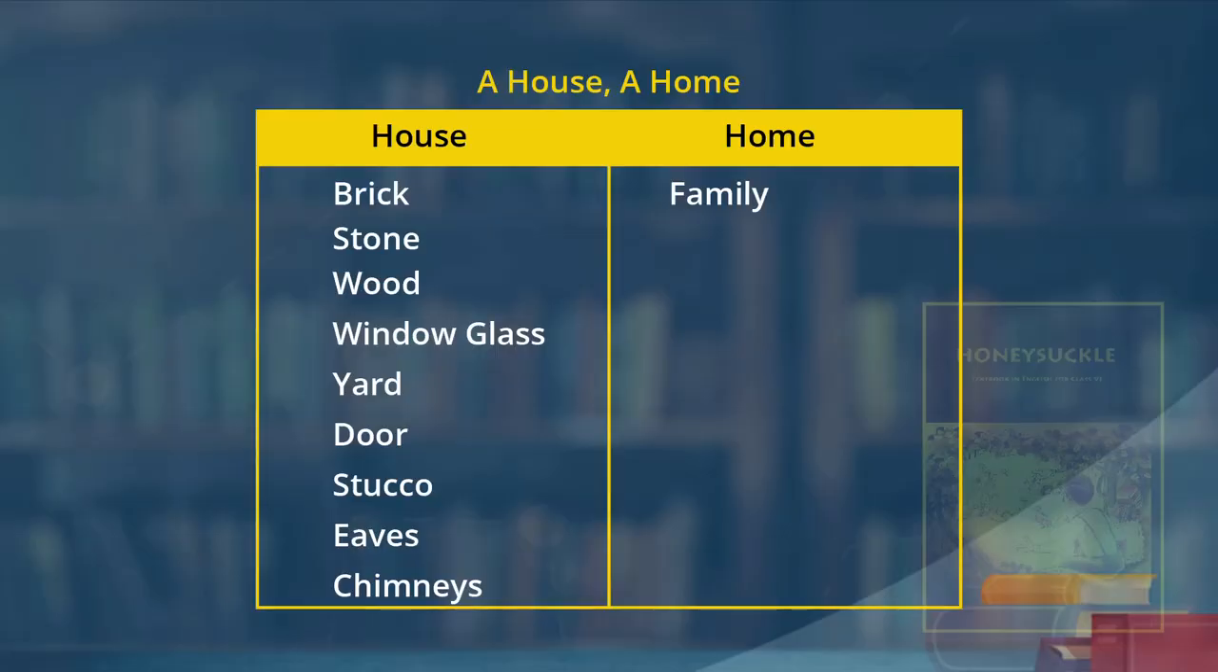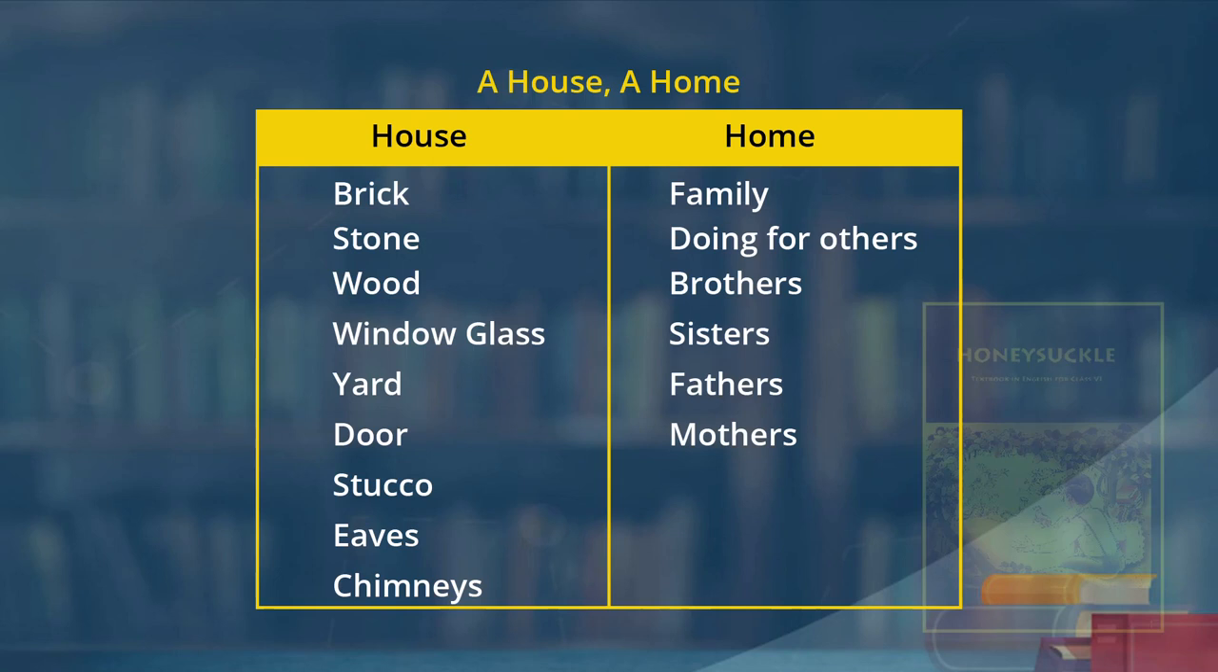Okay, let's look at home. What's a home? A home comprises family, doing for others, brothers, sisters, fathers, mothers, unselfish acts which we do for one another, and the love. And also caring. So, learners, forget the language of the poem. He uses some words, it's a Western poet, stucco, chimneys, which may not be familiar to us, but they are objects of the house.